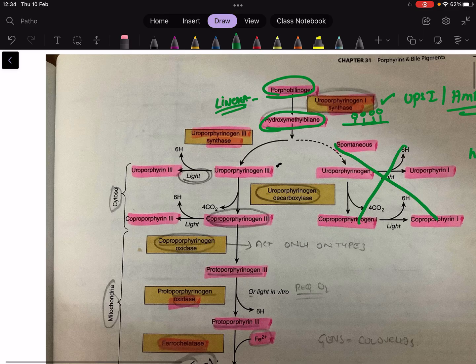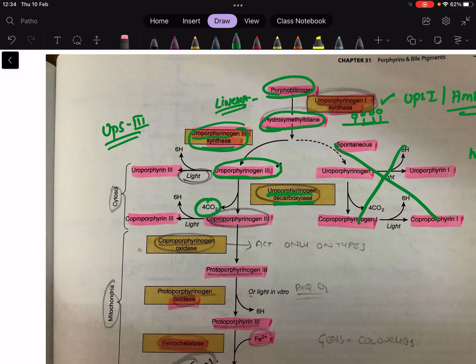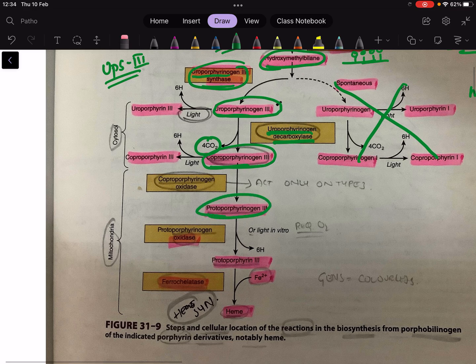So now the enzyme UPS3, uroporphyrinogen synthase 3, will convert the hydroxymethylbilane into a compound called uroporphyrinogen 3. Now uroporphyrinogen 3, in the presence of uroporphyrinogen decarboxylase, can get converted into coproporphyrinogen. Coproporphyrinogen can get converted into protoporphyrinogen and protoporphyrin by the enzyme oxidases. And finally to this protoporphyrin ring we are going to add iron by the enzyme ferrochelatase, and the end product is heme.